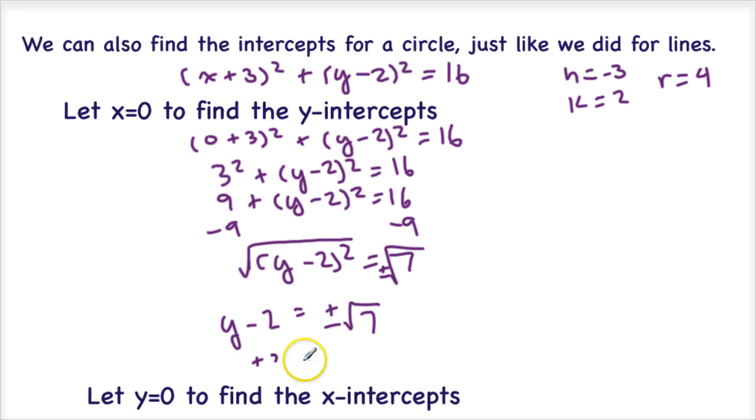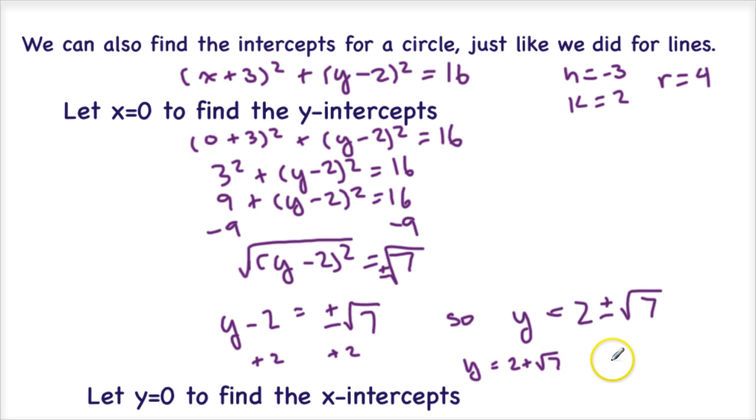Last thing I want to do is add 2 to both sides. And so my y-intercepts happen at 2 plus or minus radical 7, right? Because I added 2 to this. I can just leave the radical 7 like that. So there's really 2 intercepts. That's at y equals 2 plus radical 7 and y equals 2 minus radical 7. Okay, so that's how you would find the y-intercepts.